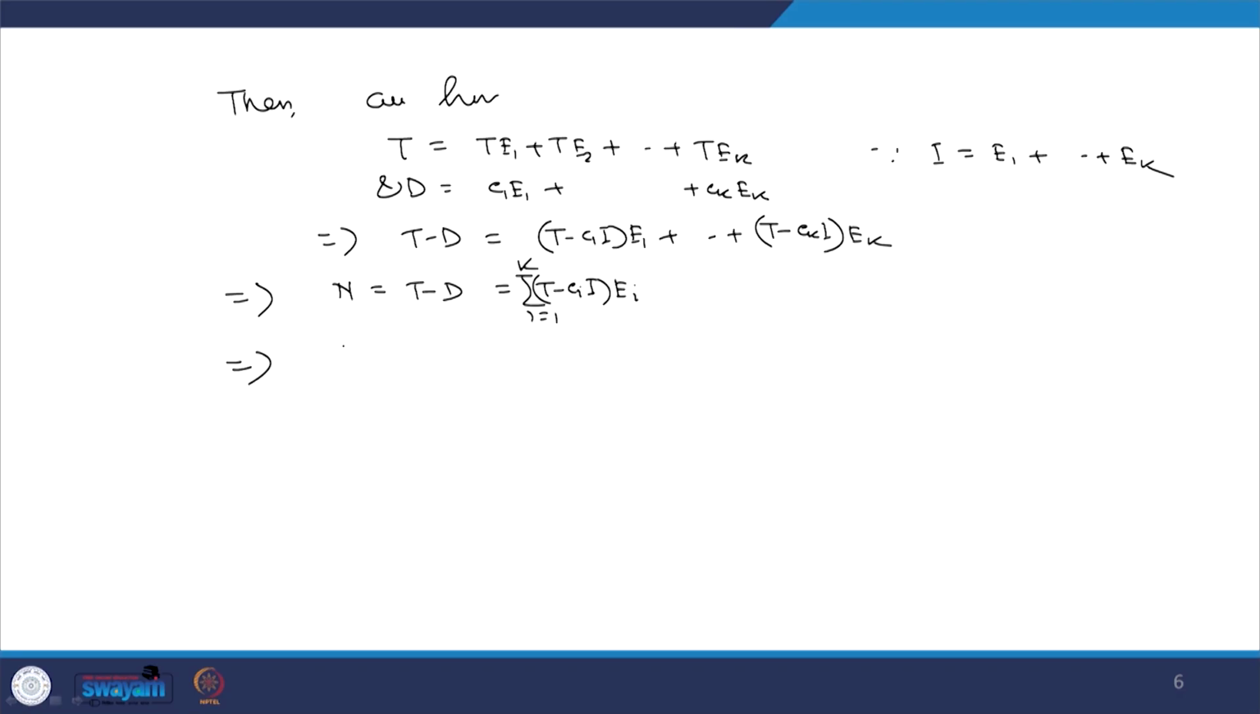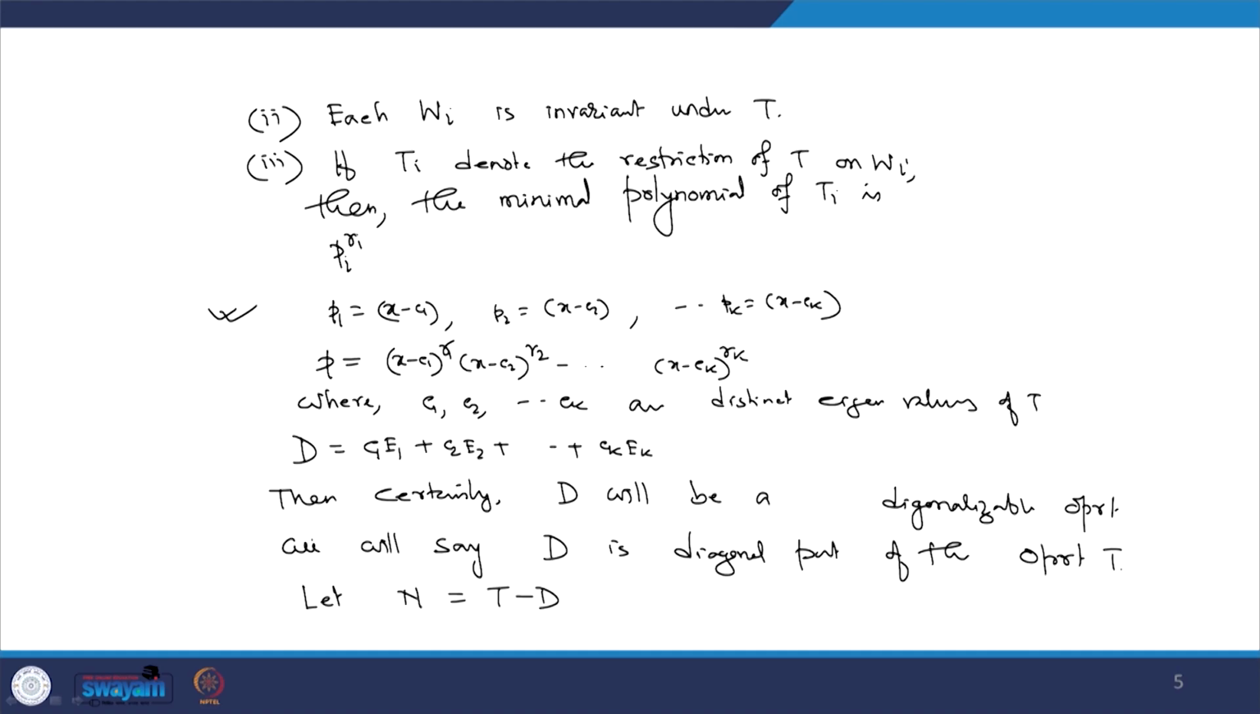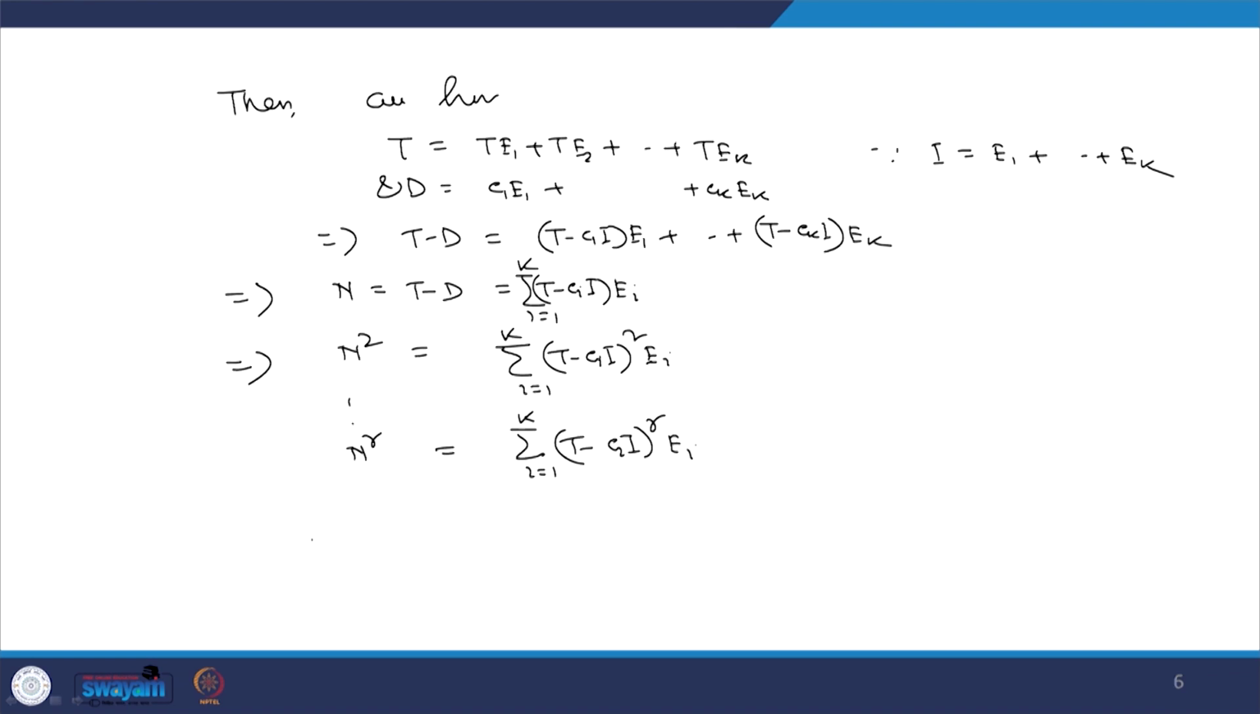This implies if I consider N square, you will see that it will be equal to the sum of (T minus ci I) whole square into Ei, i equal to 1 to k. So, in general N to the power r also will be the sum over i equal to 1 to k of (T minus ci I) to the power r into Ei. See, Wi is what? According to the primary decomposition theorem, Wi is basically the range of the projection operator Ei. So, this means that N to the power r equals this.